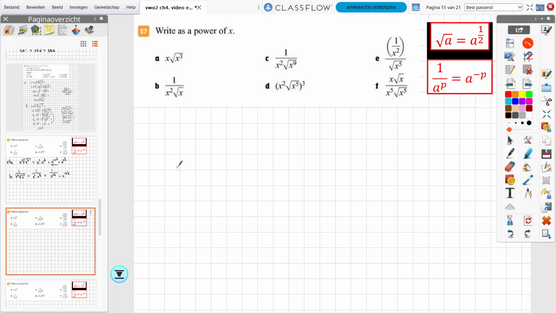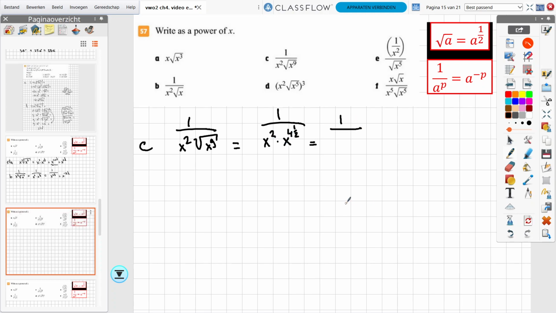Let's try another one. C. 1 over x squared root x to the power of 9. Okay? Again, first focus on the denominator. x to the power of 9, if I take the root of that, remember that's not x to the power of 3, that's x to the power of 4.5. I divide the number inside the root by 2. And this is a fractional thing, but again you will see that doesn't really matter for this kind of exercise.